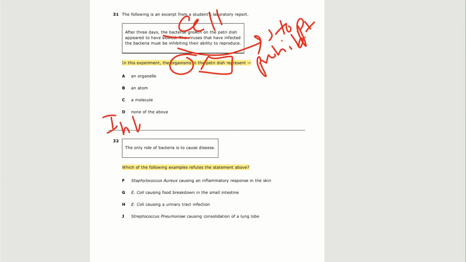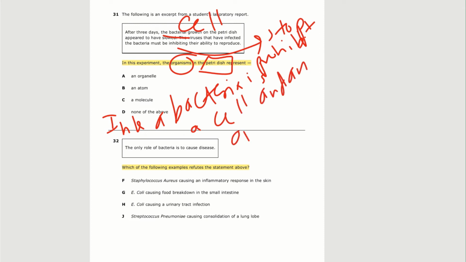I now know a bacteria is a cell and an organism. Right? Well, it does say organism there, but it would be a cell, okay? Because a bacteria is a cell. It's one cell, not like us. That's why we need a microscope to see it.